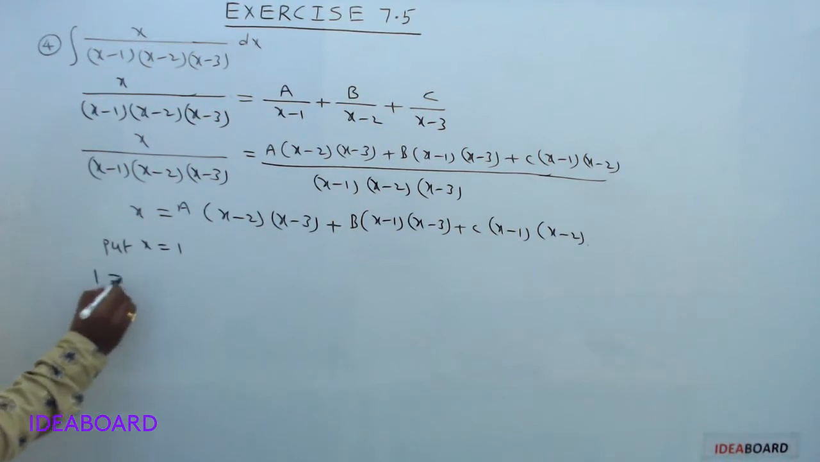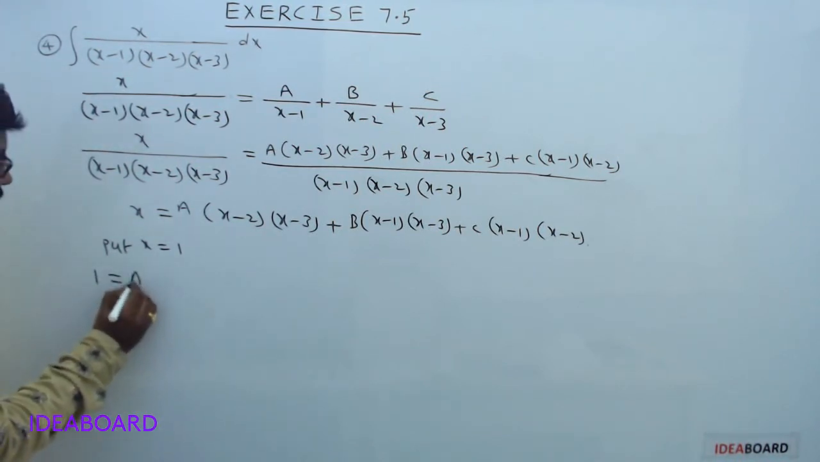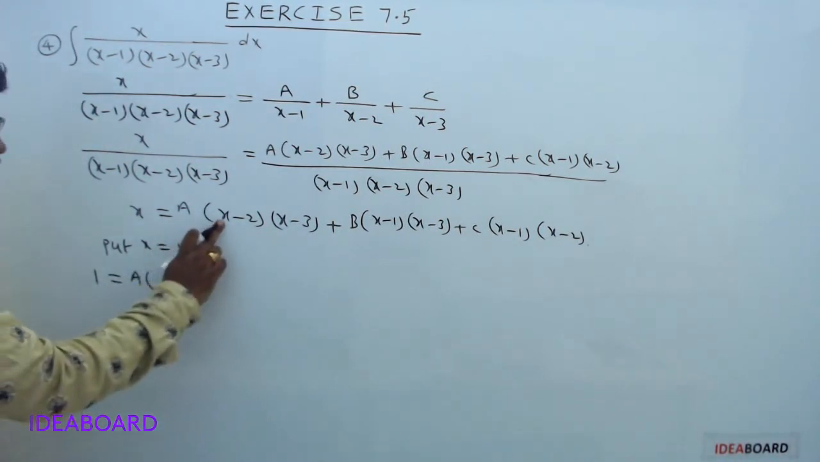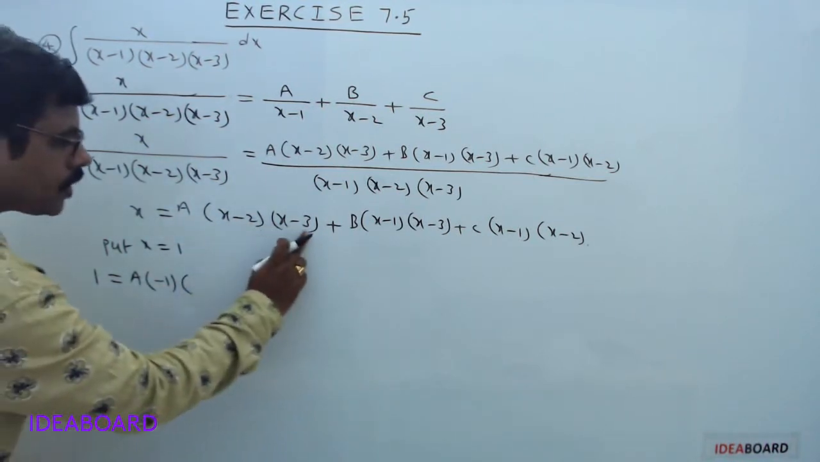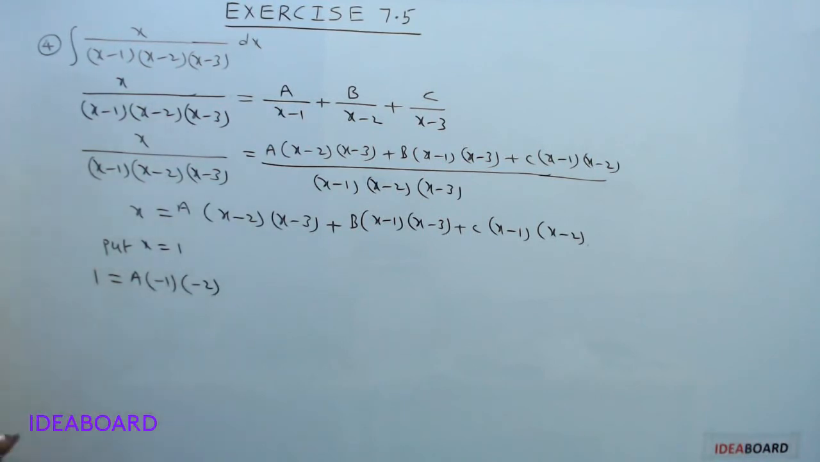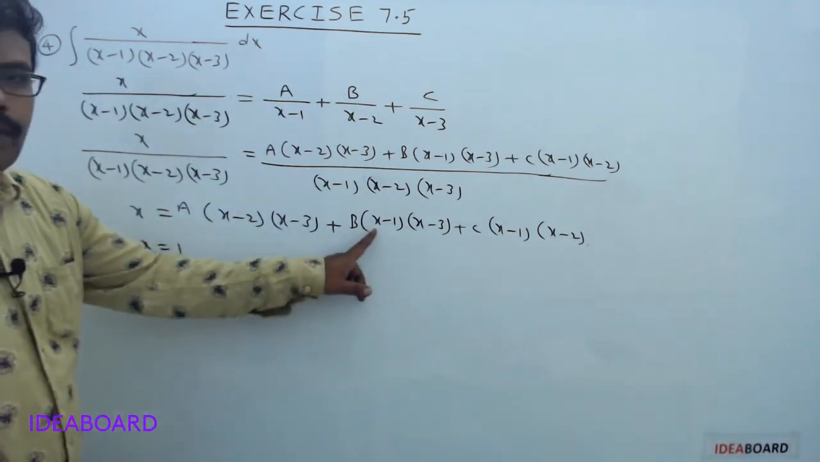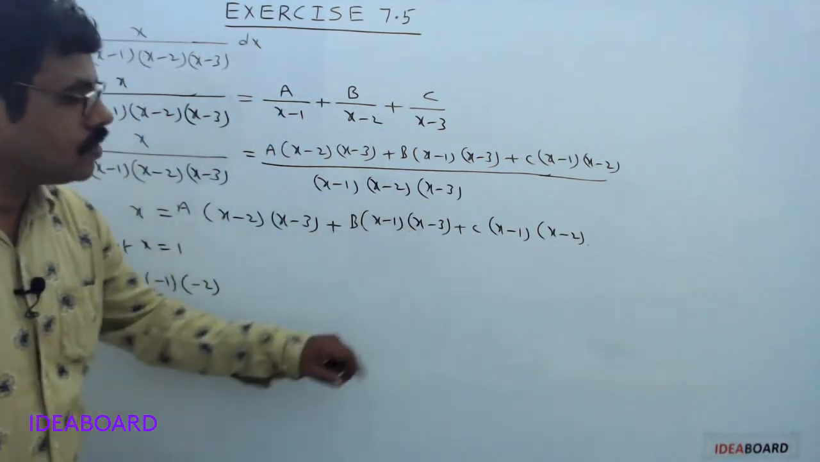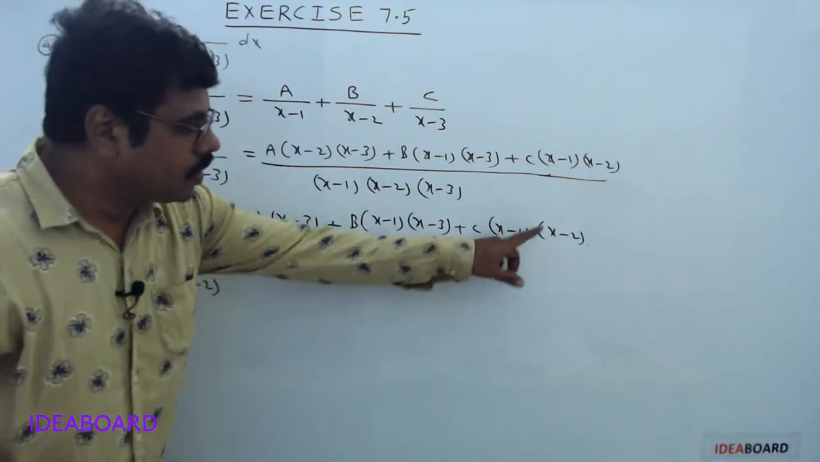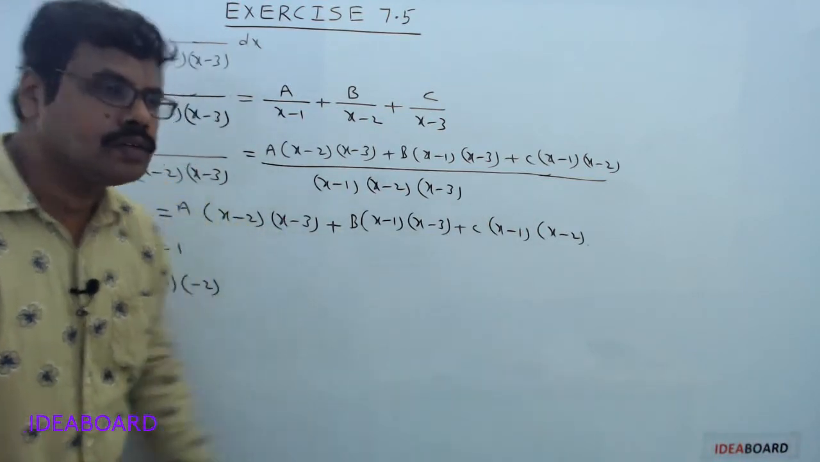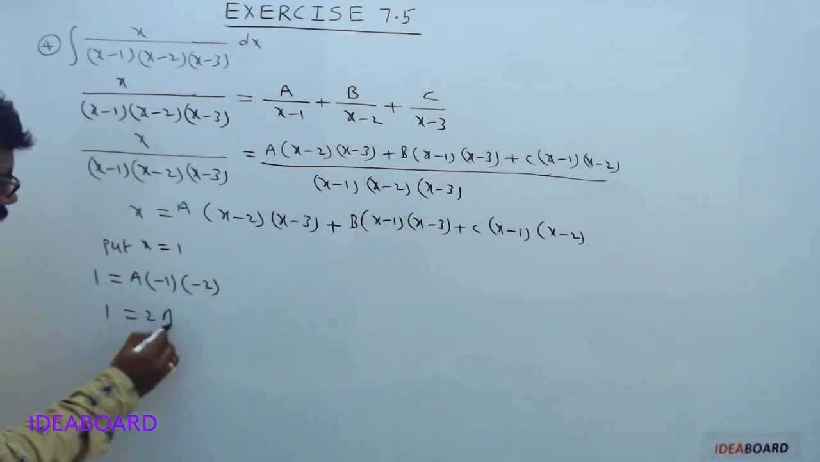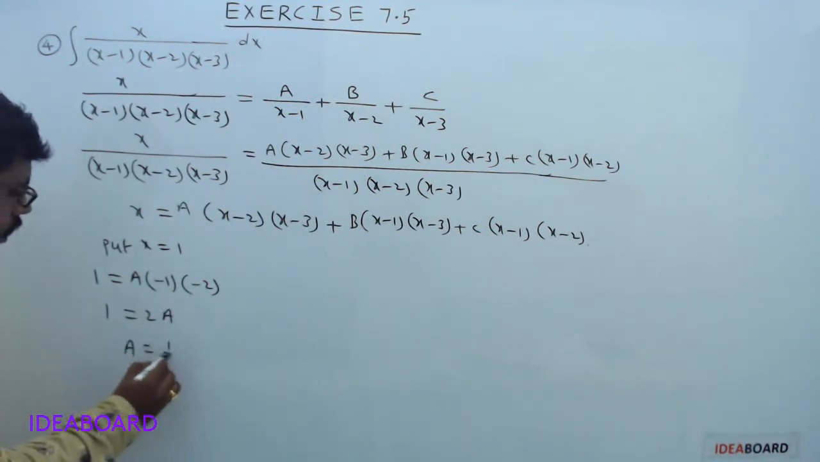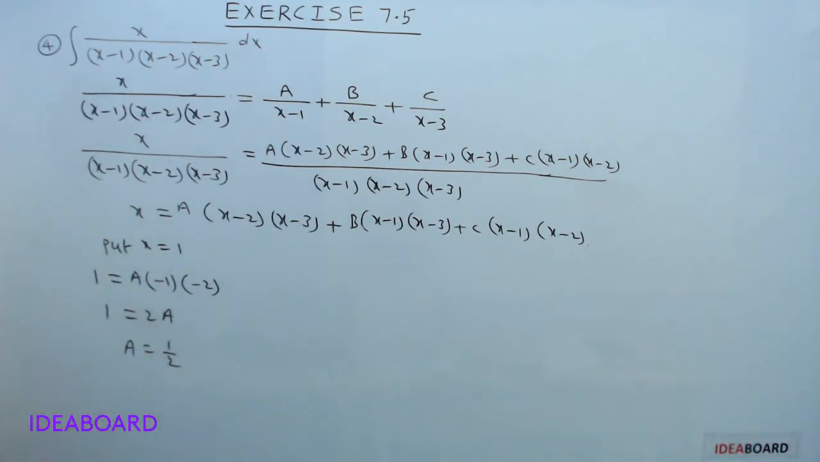Now x value 1. So 1 equal to a into 1 minus 2, minus 1, into 1 minus 3, that is minus 2. By substituting x equal to 1, the second term will be 0, and the third term is also 0. So simplify this: 1 equal to 2a. So a equals 1 by 2.